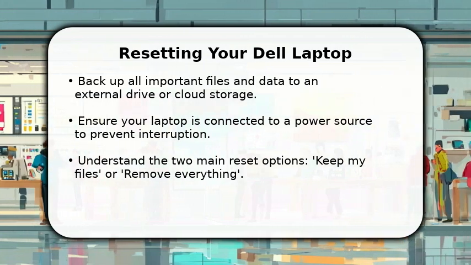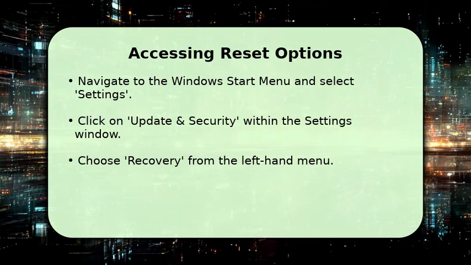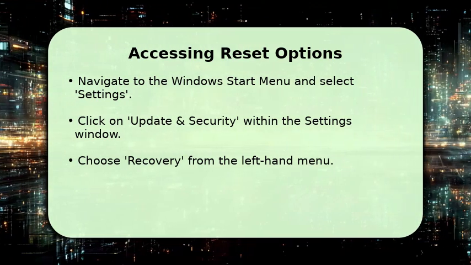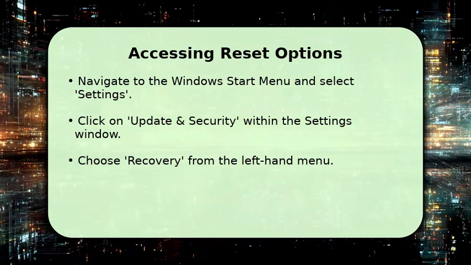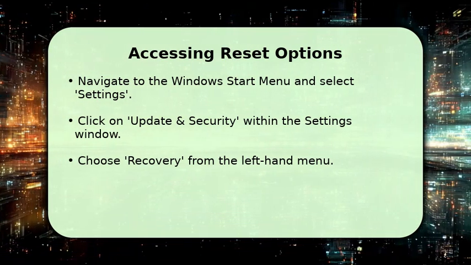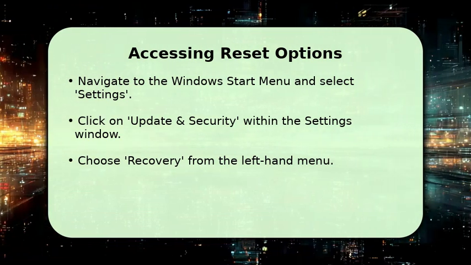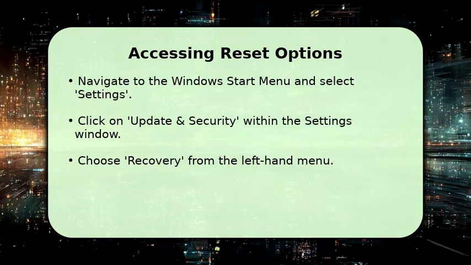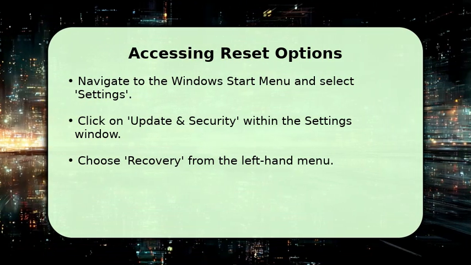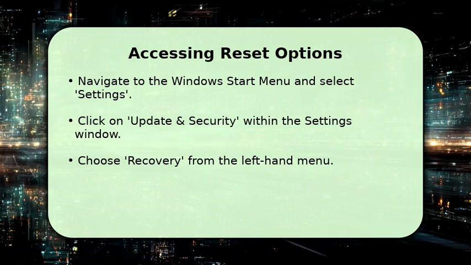To start the reset process, first navigate to the Windows Start menu, typically found in the bottom left corner of your screen. From there, select Settings, which looks like a gear icon. Once the Settings window opens, click on Update and Security. On the left-hand side, you'll see a menu. Choose Recovery. Finally, under the Reset This PC section, click the Get Started button to proceed with the reset options.